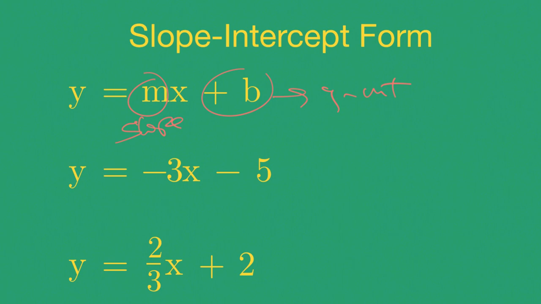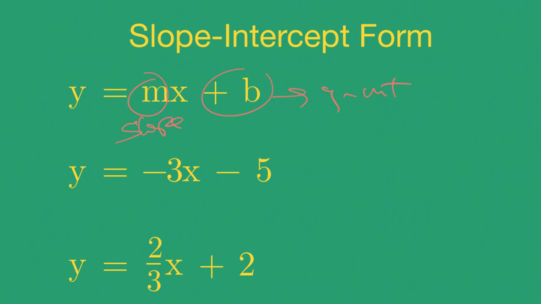Please make the association that the m and the x come together. M is your slope, B is your y-intercept. If you want to find the slope, go find the x. The number sitting in front of the x is your slope. Slope comes with x, m and x together. Please make that association.